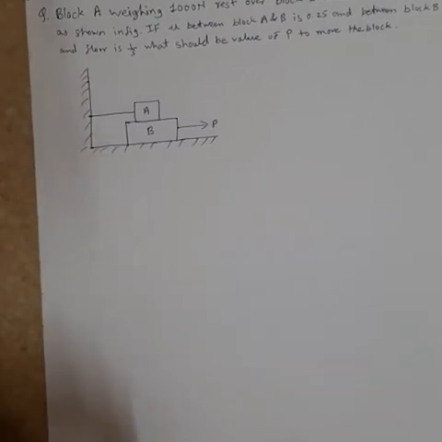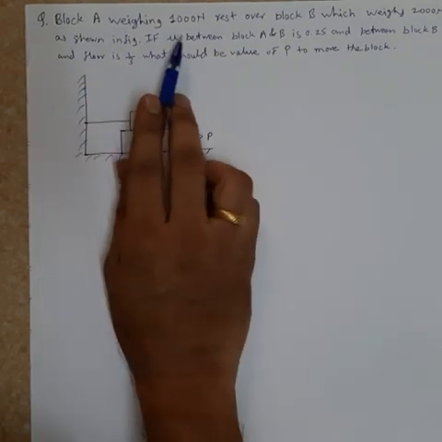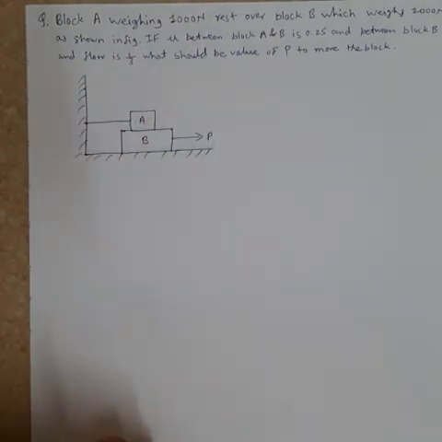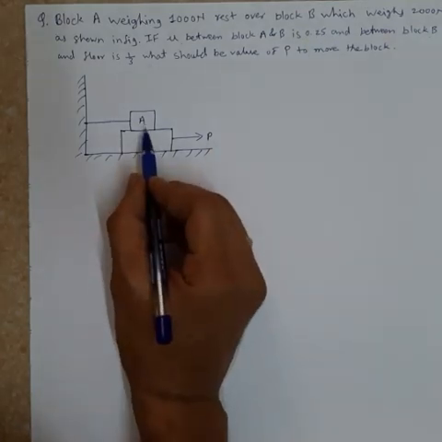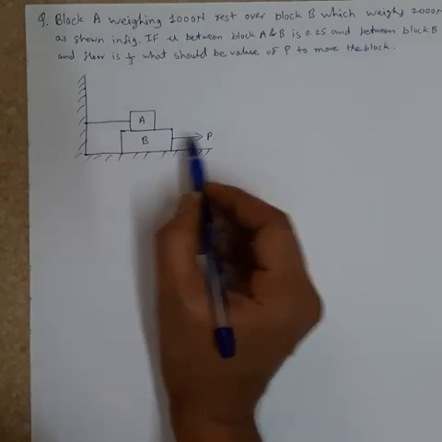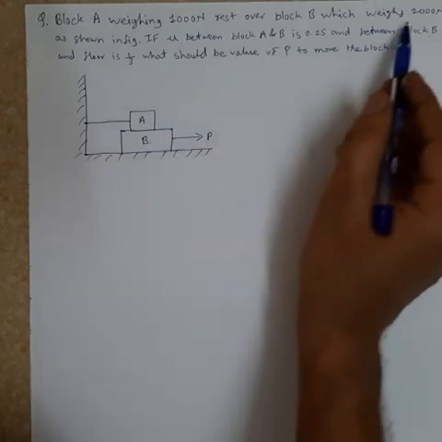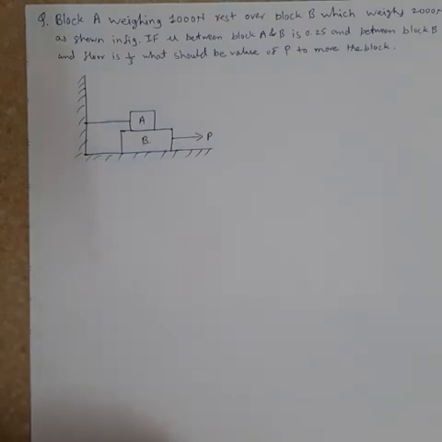We will solve this numerical. A block weighing 1000 Newton is at rest over block B. So this is block A, which is at rest, and this is block B, which weighs 2000 Newton. So this block B weighs 2000 Newton, whereas this block A weighs 1000 Newton.